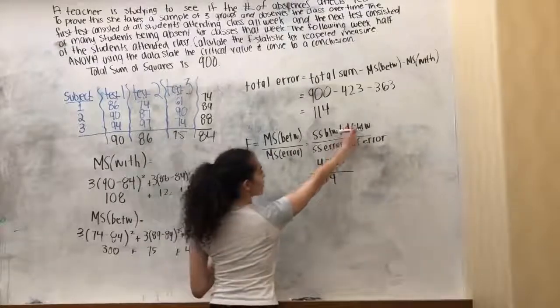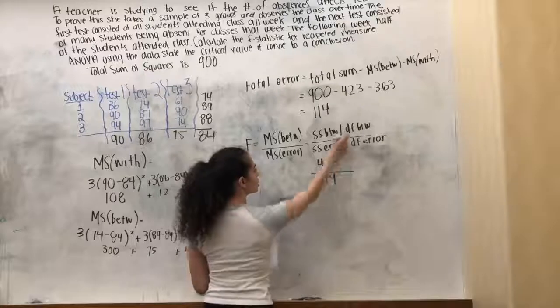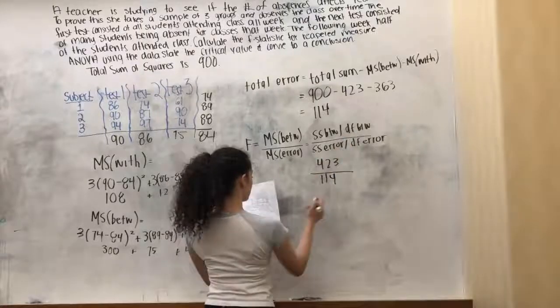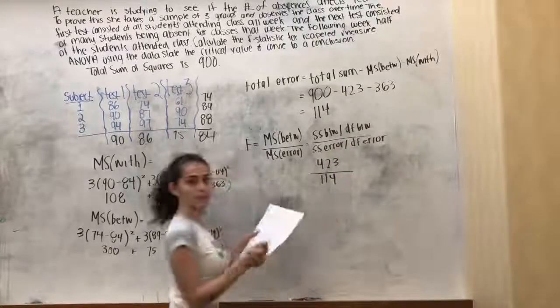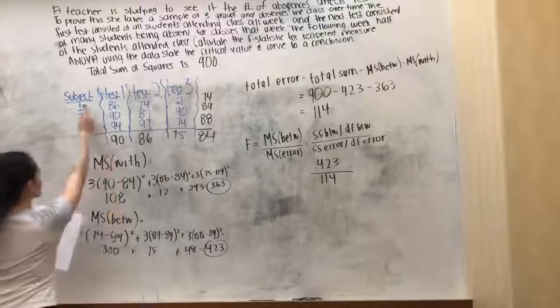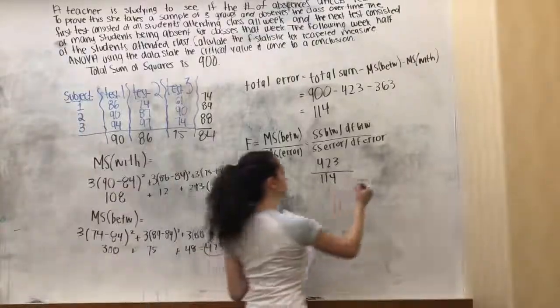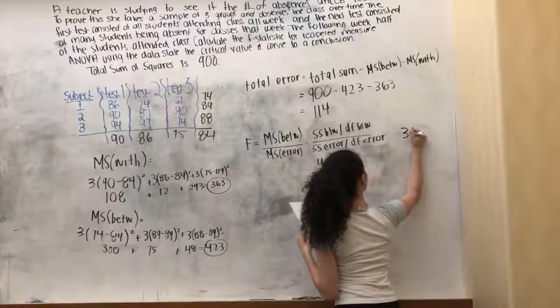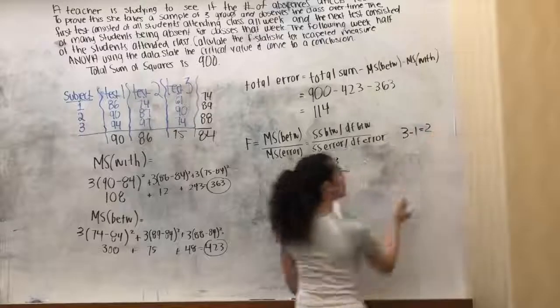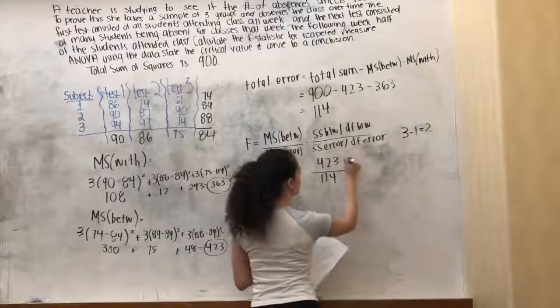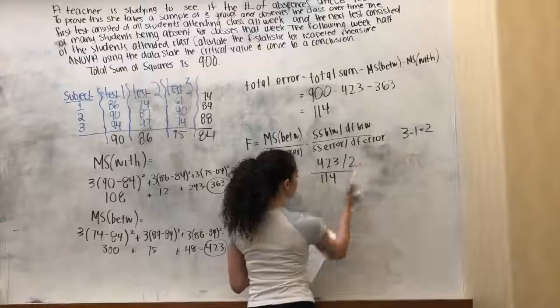So now we're going to figure out the degrees of freedom. So the degrees of freedom between is the number of groups minus 1. So the number of groups is 3. So 3 minus 1 is 2. So the first degree of freedom is going to be 2. So we divide it by 2.